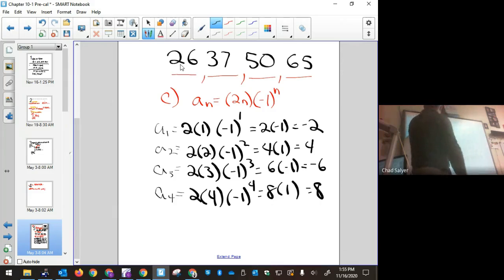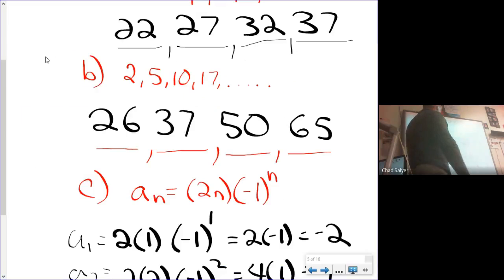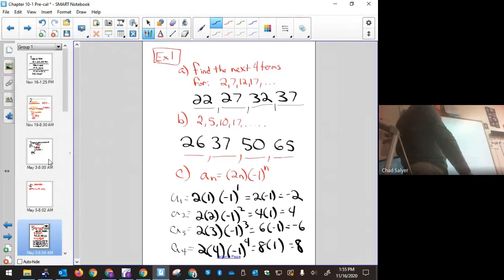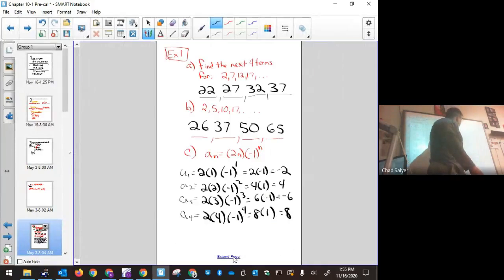Okay, so finding the next 4 terms where it is defined implicitly or explicitly. Any questions about that? That was the learning goal we just addressed.